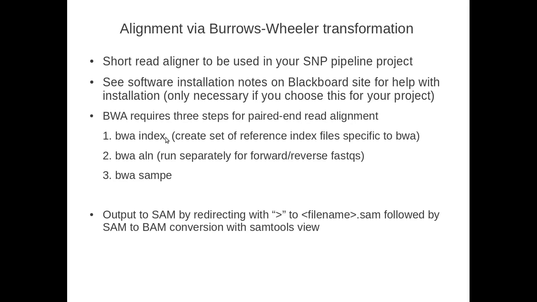So BWA index, BWA aln, BWA sampe. We first have to index the reference genome. We align the reads individually, ignoring the paired end status of a pair of mated reads. And then BWA sampe goes through and connects those paired ends. You can read about this in some detail, but these are really the 3 commands that you must execute in your pipeline in order to get BWA to work properly. And I'll let you read the BWA documentation to learn how to implement these programs.